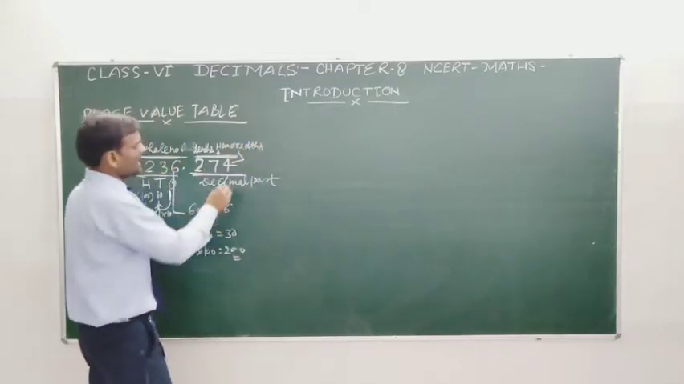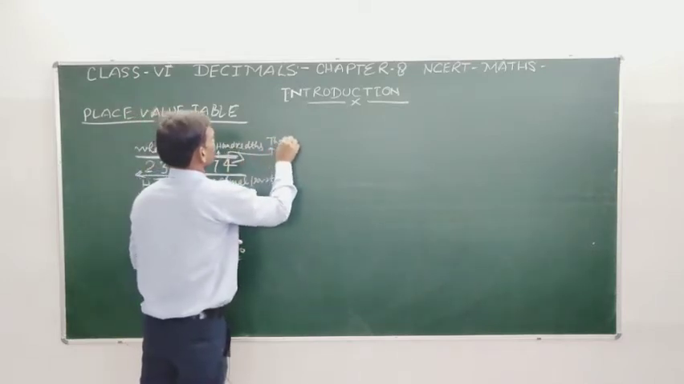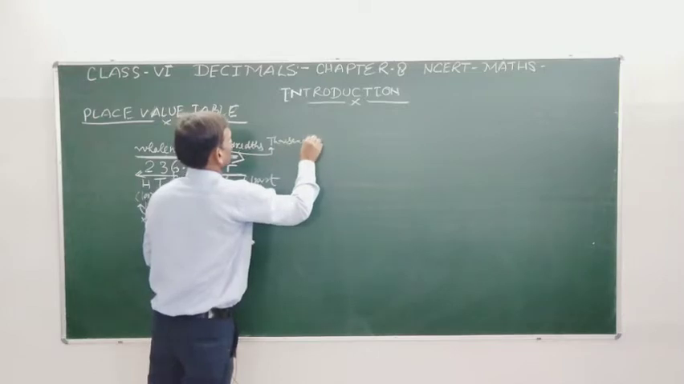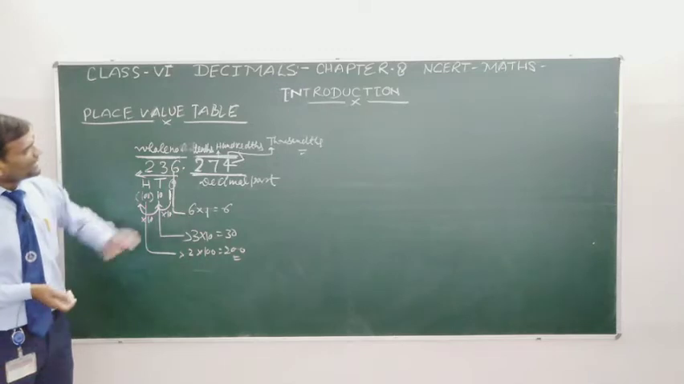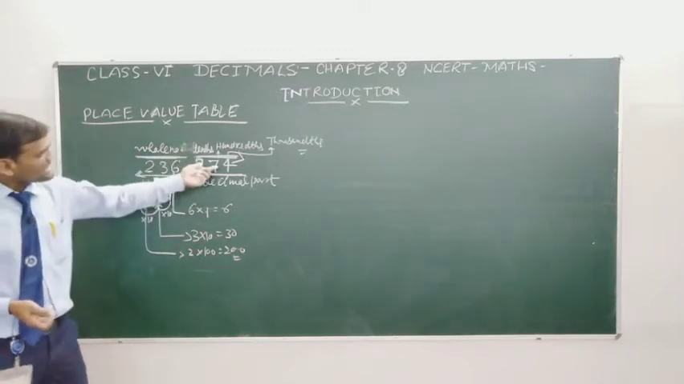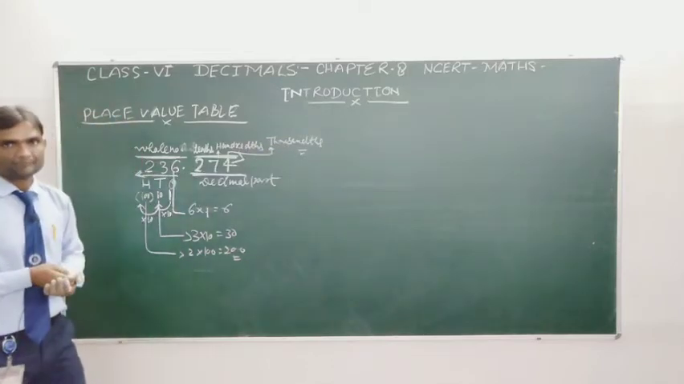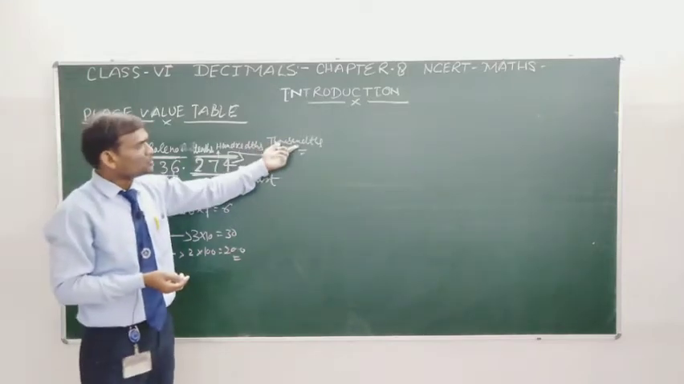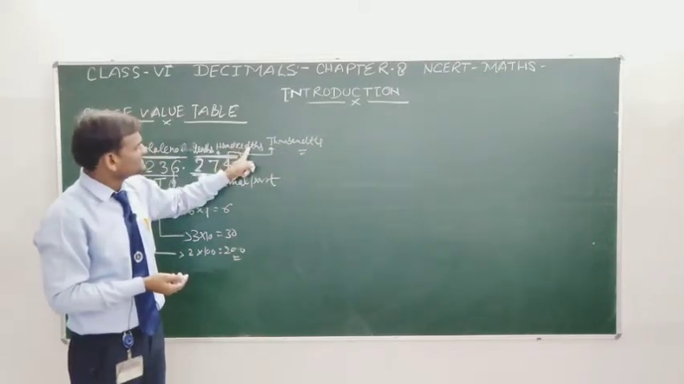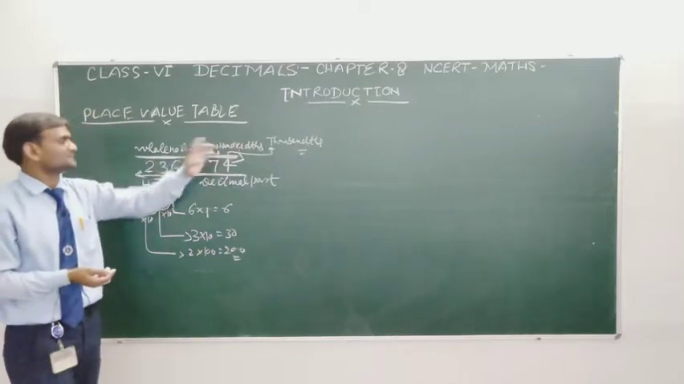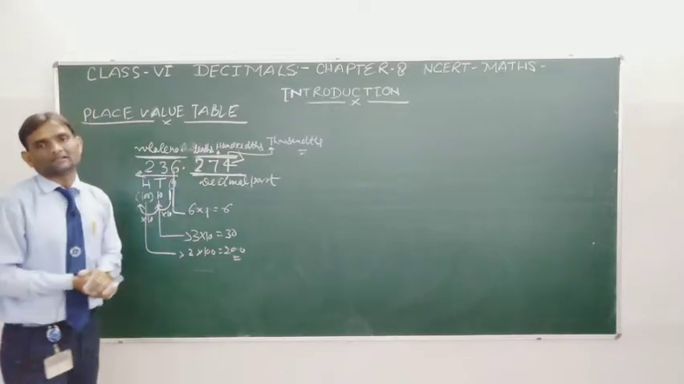And 7 is in the hundredths place, and 4 is in the thousandths place. It means you can say 2 is in the tenths place, 7 is in the hundredths place, and 4 is in the thousandths place. You have to add THS: write 1000 and add THS to it, write 100 and add THS, that is hundredths. And write 10 and add THS, that is tenths.